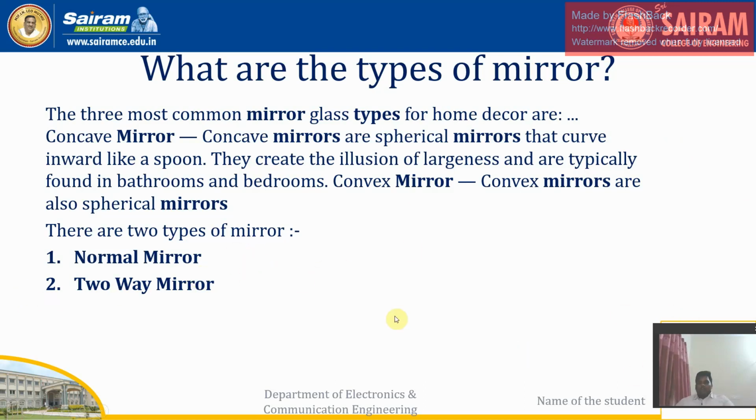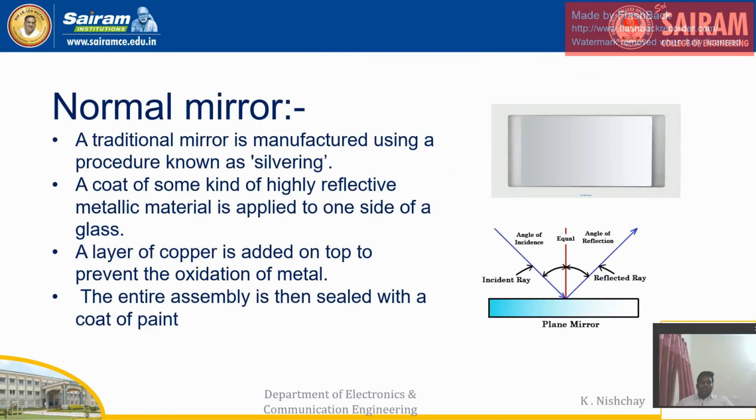Let us see how a normal mirror is built and how a two-way mirror is built. And what is a normal mirror? A normal mirror is the old traditional mirror which was used in olden days. A plain mirror is coated on one side with a reflective metallic material, so that the object can be reflected back from this back side of the mirror. There will be no rays passing through the mirror.